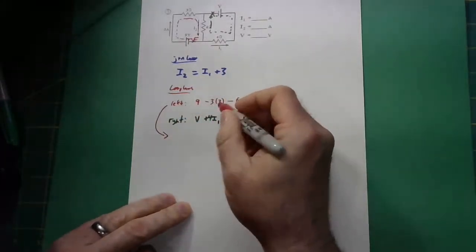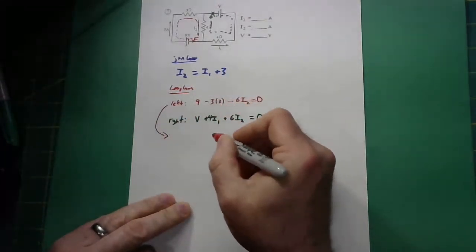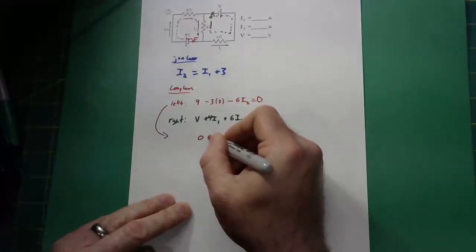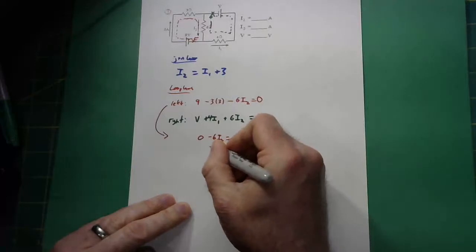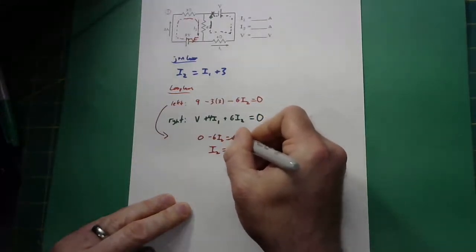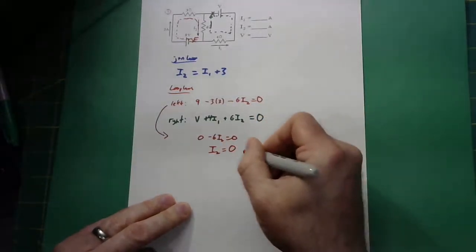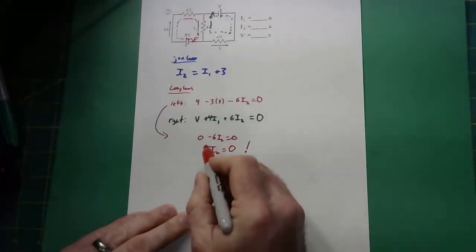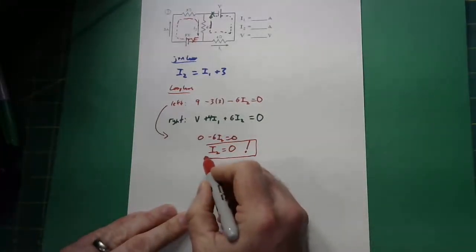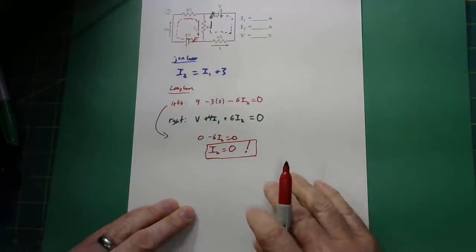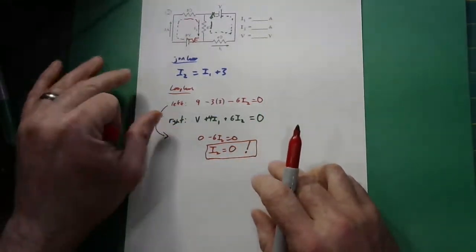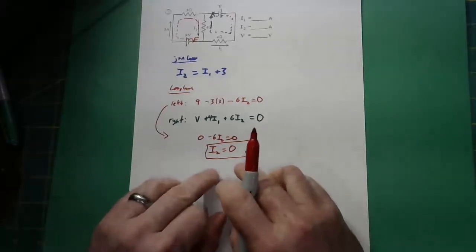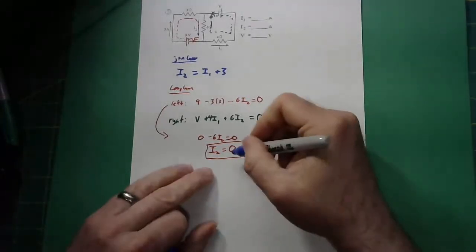9 minus 9, you say, wait a minute, 9 minus 9 gives you 0. Minus 6I2 is 0. You're like, what? You get I2 equals 0? What's going on there? That's really weird. Okay, there is something very important happening in this circuit. I'm going to come back and talk about it in just a minute. Let me finish up the problem and solve for the rest, and then we'll talk about what happened and why. Now we know I2 is 0.